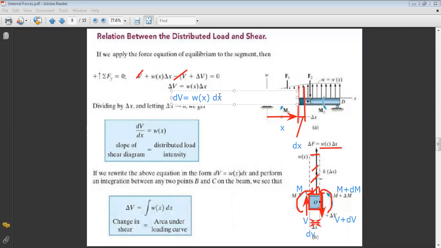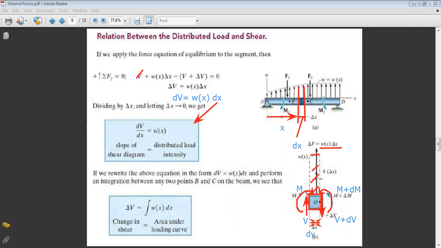This means that if I take the x to the other side, what do I obtain? I obtain this very important relation, which tells me that the variation in shear over the beam, dV by dx, is equal to w(x), where w(x) represents the distributed load intensity, okay? And dV by dx represents the slope of the shear diagram.